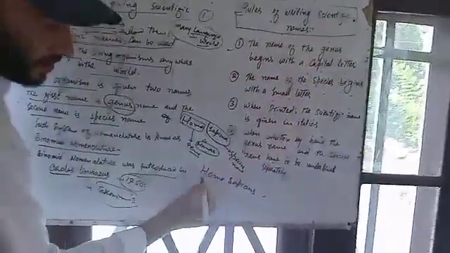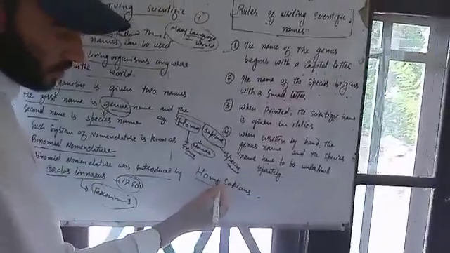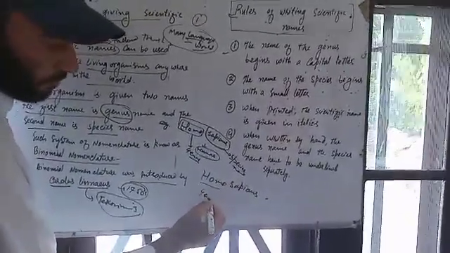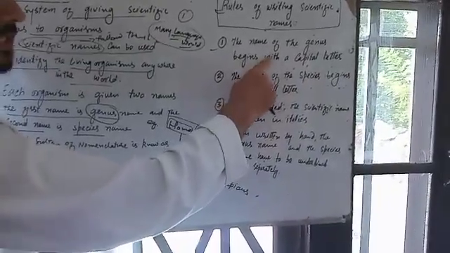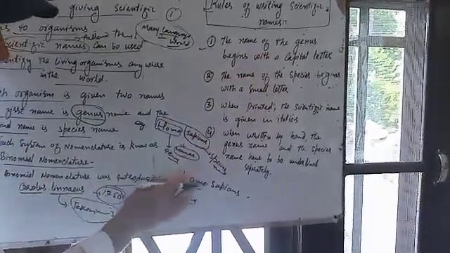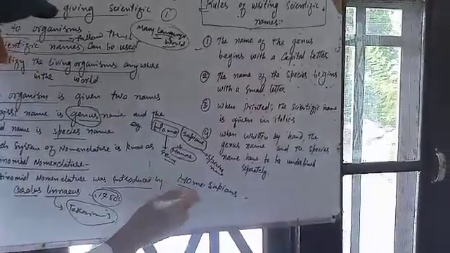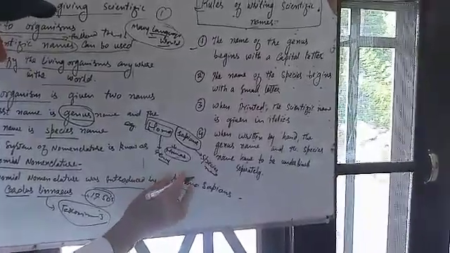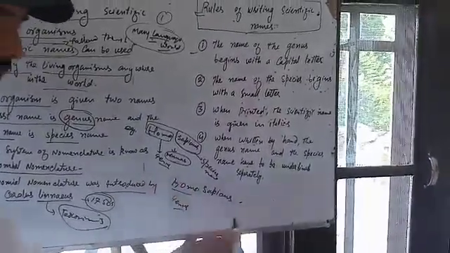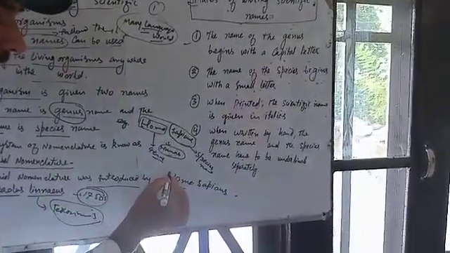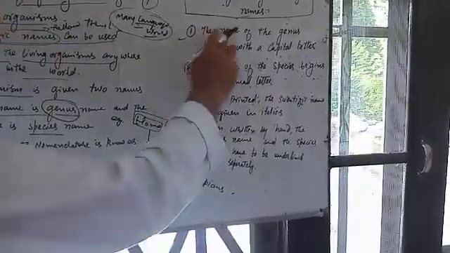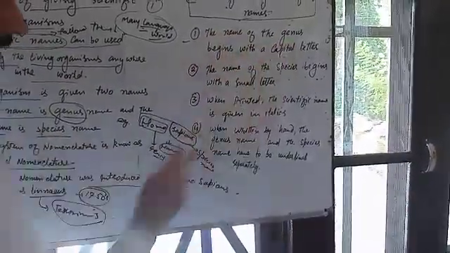That means it is the genus name, and according to the rule I have to write the capital letter first: H. The H should be capital, it should not be small. If you write a small h, then the whole name would be wrong. The name of the genus begins with a capital letter.